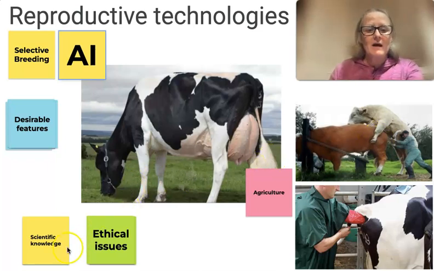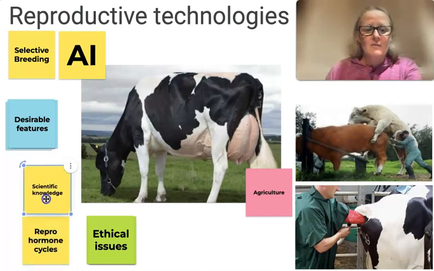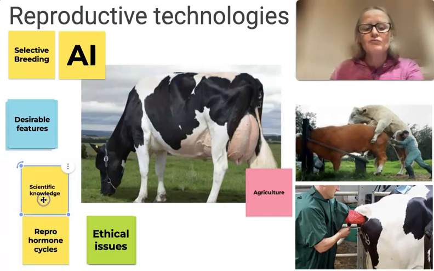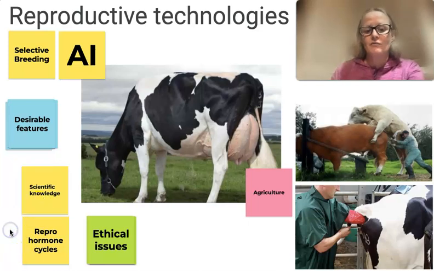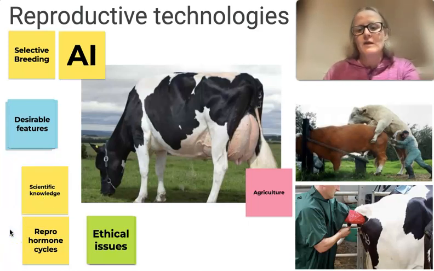So when we think about the kind of scientific knowledge that we need in order to carry out selective breeding through AI, we really are talking about an understanding of reproductive hormones and the reproductive cycles of animals, because we need to be able to manipulate the female's reproductive cycle so that a whole field of cows can all be inseminated on the same day, and therefore they all give birth at around the same time, which saves on costs and helps the farmer to plan his or her income.